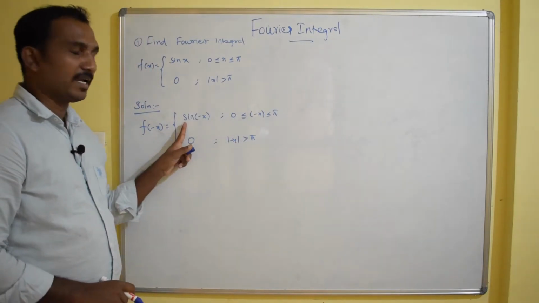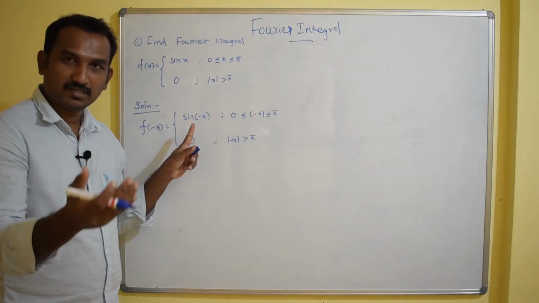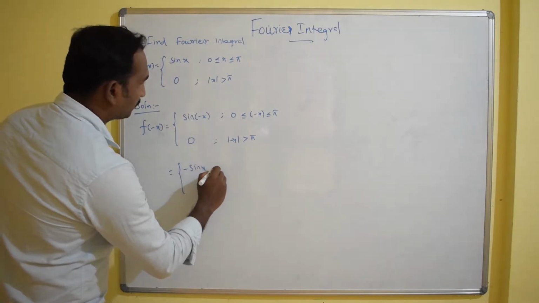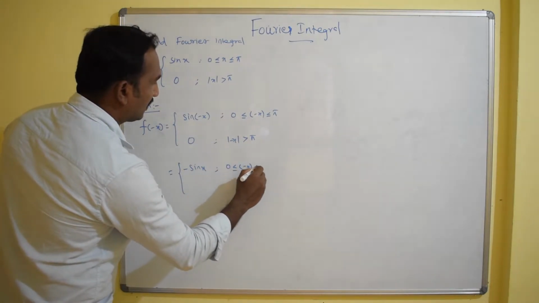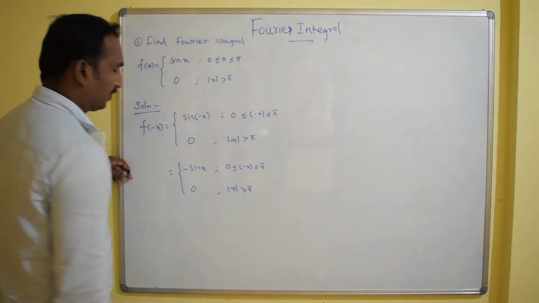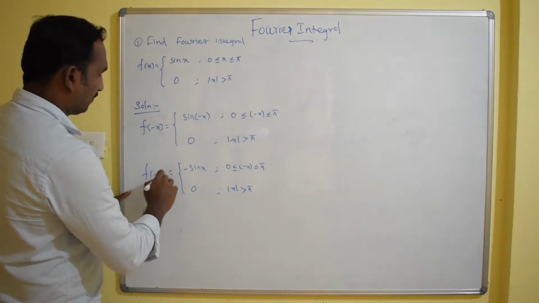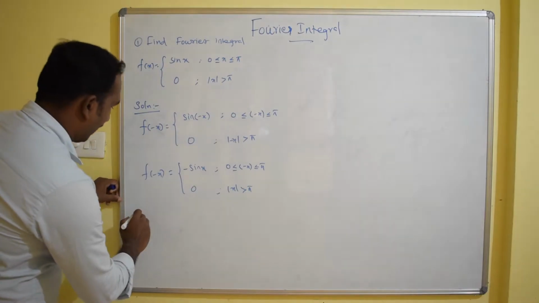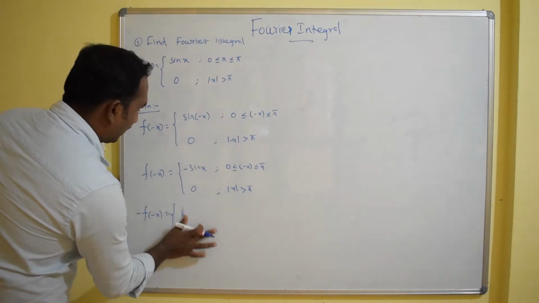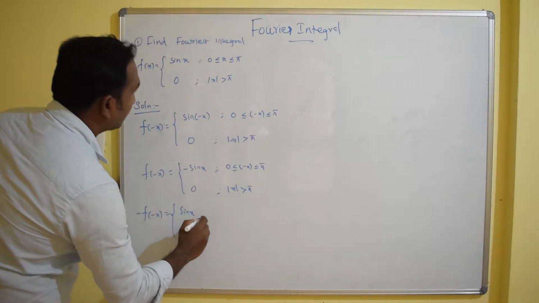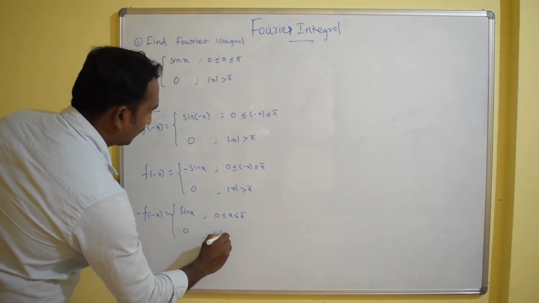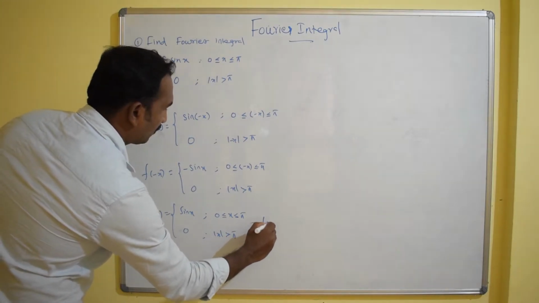And we all know that sine of minus x is equal to minus sine x because that is an odd function. Therefore, this will become minus sine x for 0 less than or equal to minus x less than or equal to pi, and 0 for modulus of x greater than pi. Now this is f of minus x. If I apply one more negative sign, minus of f of minus x will give the original function sin x for 0 less than or equal to x less than or equal to pi, and 0 for modulus of x greater than pi, so this will give f of x.